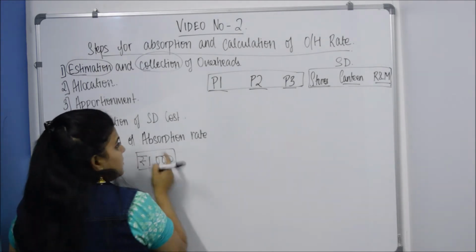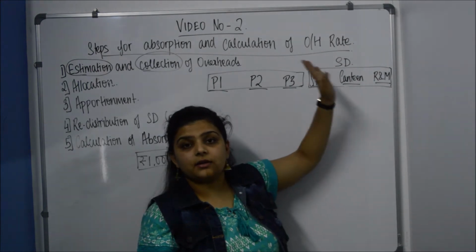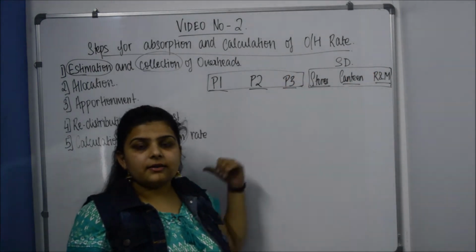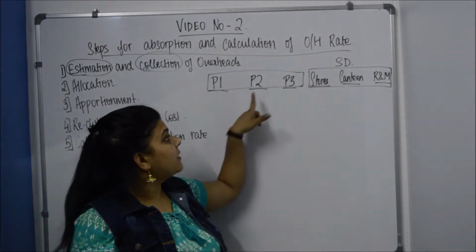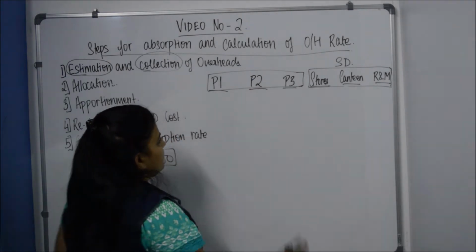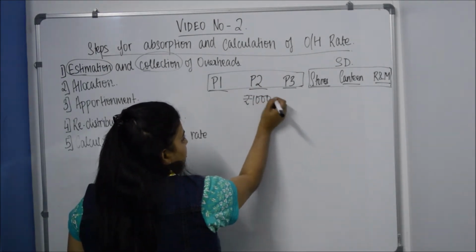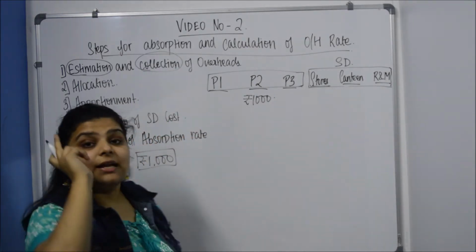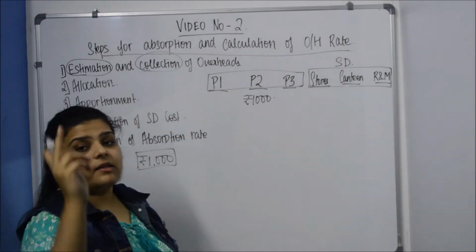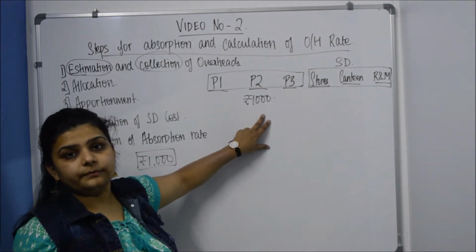Who will bear this cost? Will it be borne by everyone? Everyone will raise their hands. They will say, why should we bear the cost? If that indirect labor is serving only P2, who should bear the cost? Only P2. So P2 will have an overhead of rupees 1000 directly without any basis because that overhead is incurred for the P2 department.